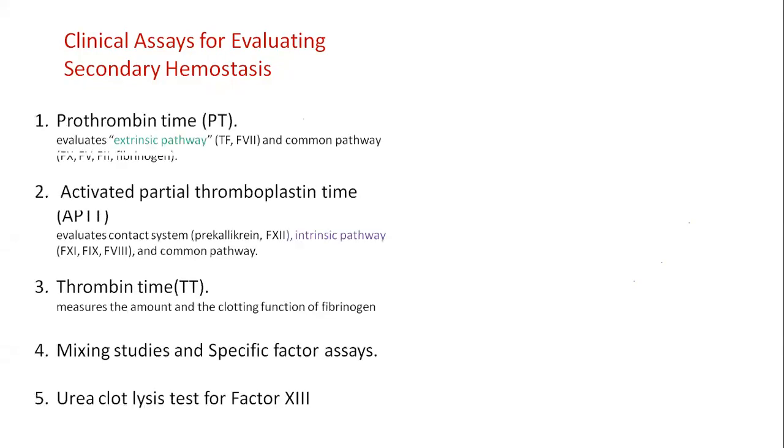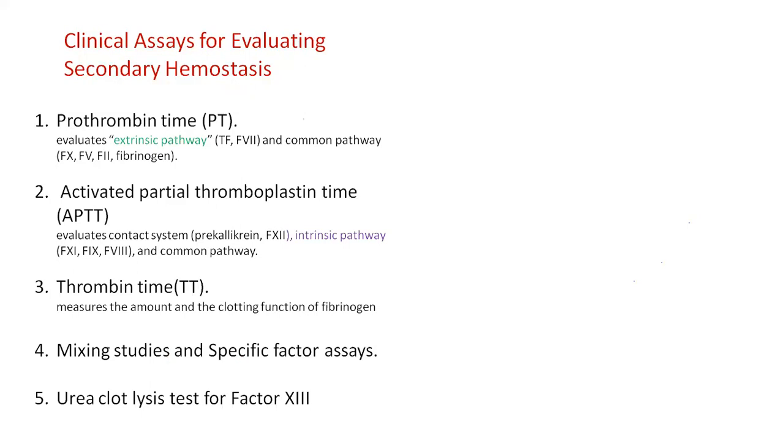Coming to secondary hemostasis assays, what are the common tests you order for secondary hemostasis? PT, APTT, INR, sir. Anything else? Mixing studies. Prothrombin time and APTT, and the last thing is the common pathway. So prothrombin time is for which pathway? Extrinsic. For the extrinsic pathway.